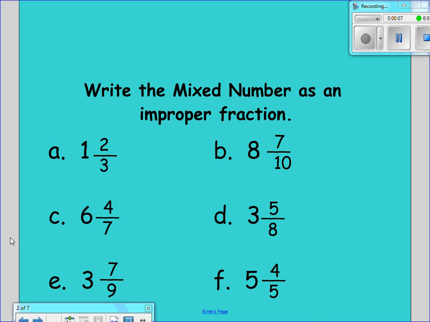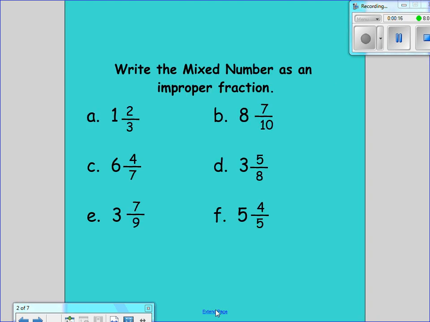Before we get going here, there's a skill that you need to have when you're multiplying mixed numbers. Let's take a look here. We're going to write the mixed number as an improper fraction. This is basically review of everything we've been doing, but this will help us on multiplying mixed numbers. Let's take a look here.